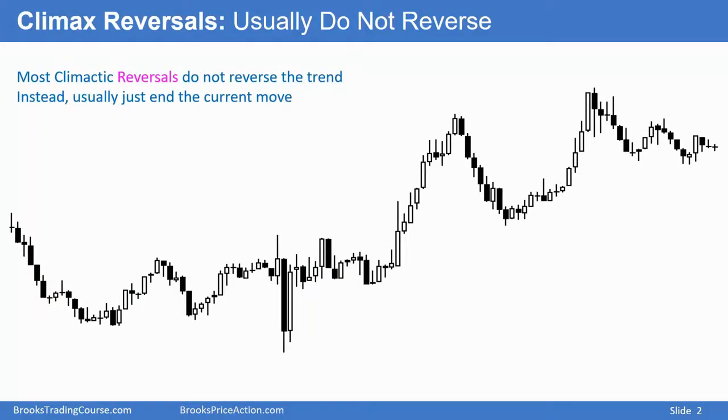A lot of times you'll hear people on television talk about climaxes, and you immediately assume that a climax is going to lead to a reversal. In fact, most climaxes do not lead to reversals. For example, here we have a buy climax, and now we have a climactic reversal, but it only led to a 50% pullback and the bull trend resumed. You don't know that you have a climax until there is a reversal, and once the reversal begins, traders refer to it as a climactic reversal.